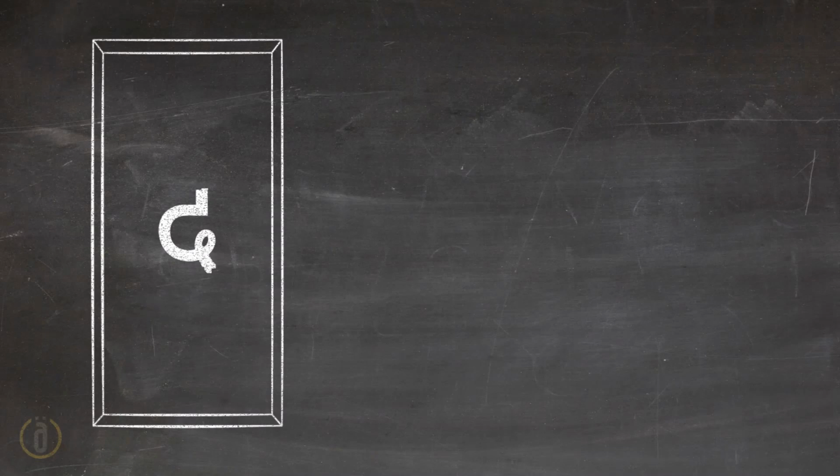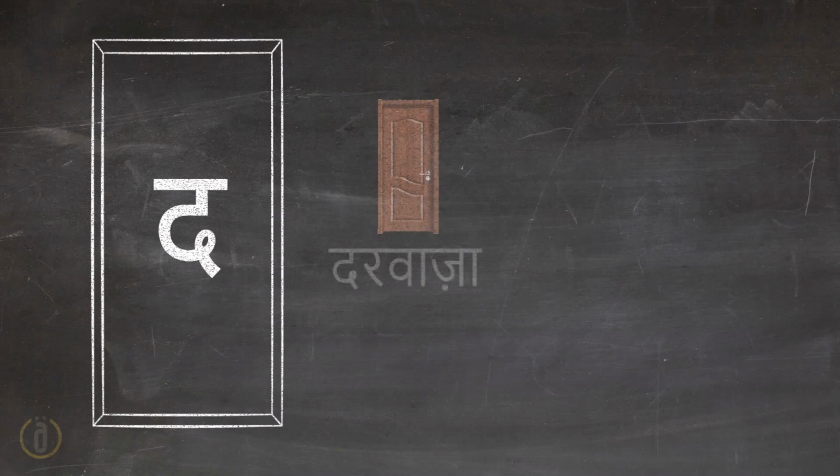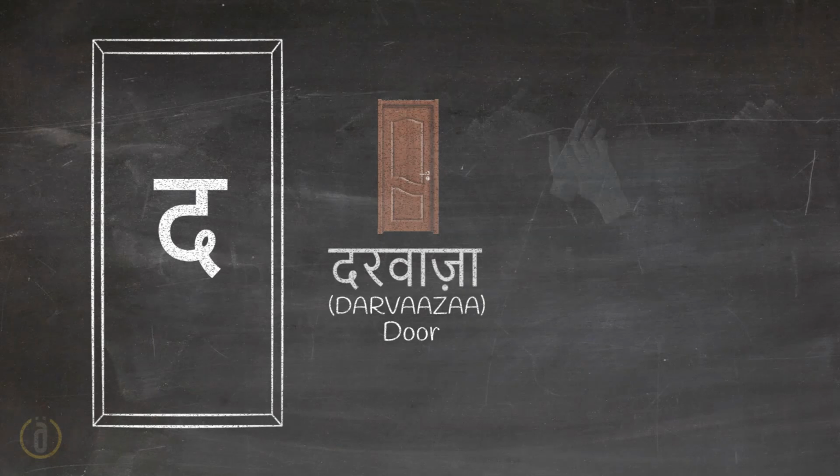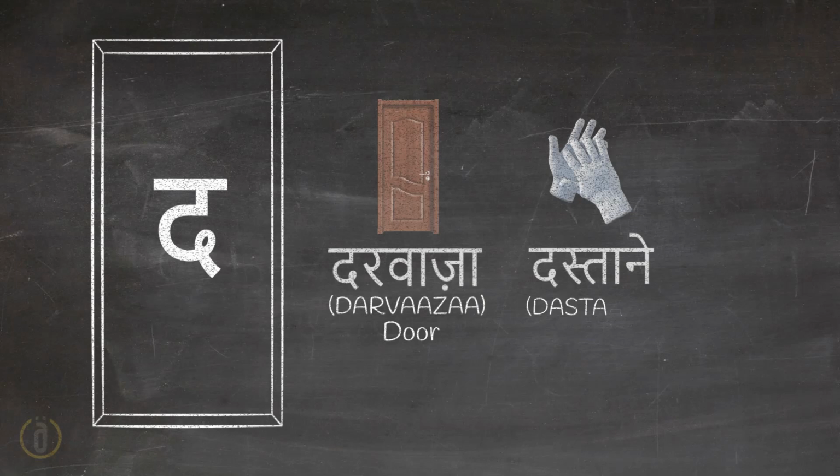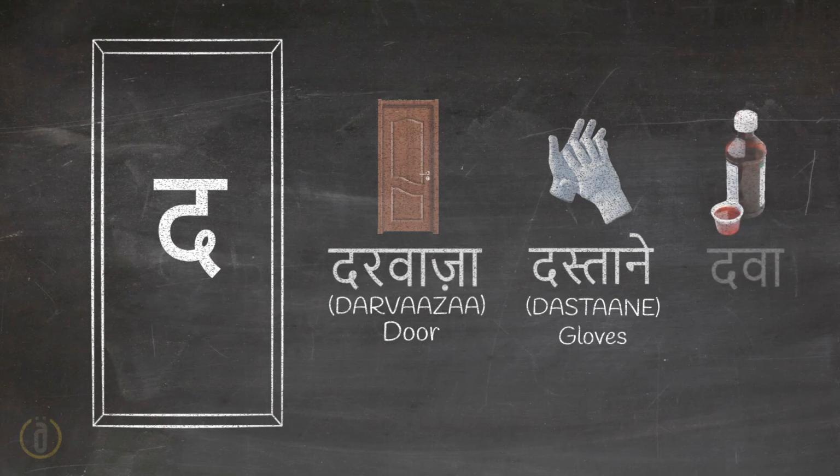Now, let us learn some words starting with the letter G. Darwaza, door. Dastane, gloves. Dawa, medicine.